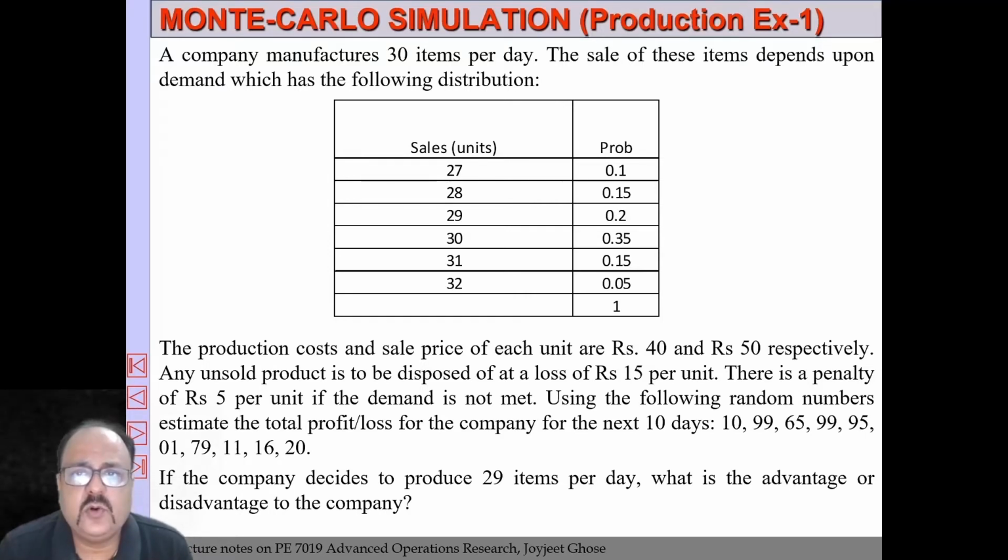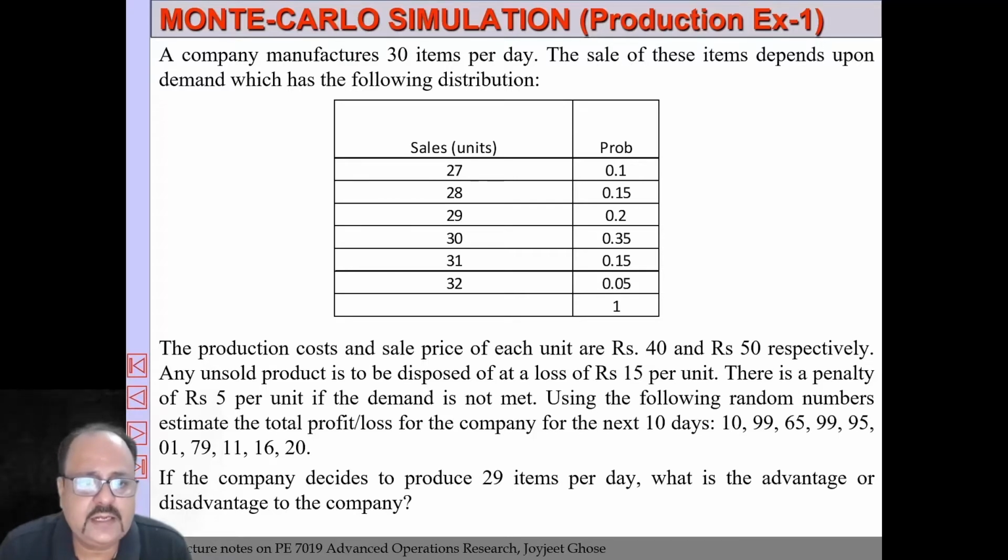This probability is known to us, so this is a decision making under risk sort of problem. And the production cost and the sale price are given as 40 and 50 respectively. So by selling each unit, he earns a profit of rupees 10. And any unsold product is disposed at a loss of rupees 15. So if any product is unsold, that means he loses rupees 40, that is the production cost, plus rupees 15 for disposing the unit. So that is 55 rupees he loses for every unsold unit.